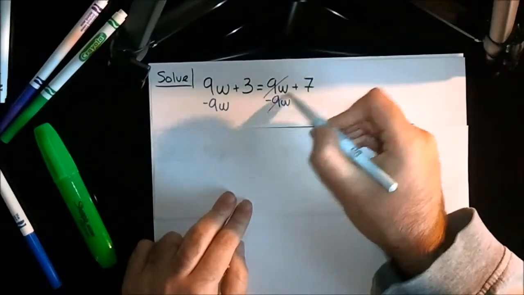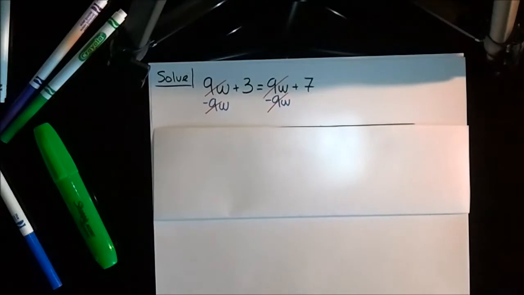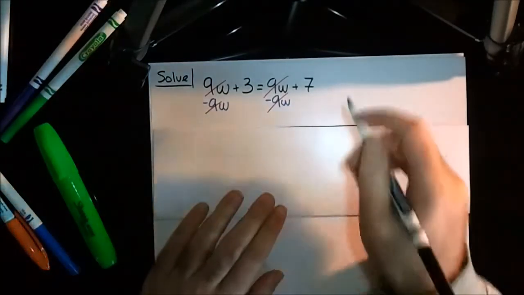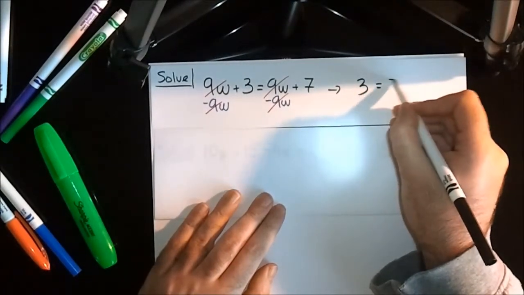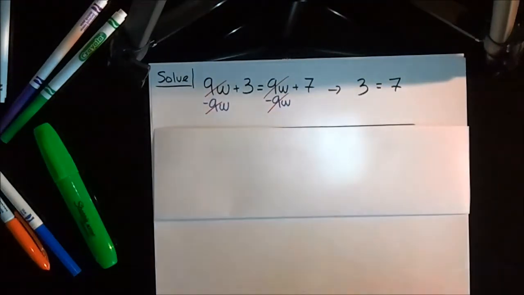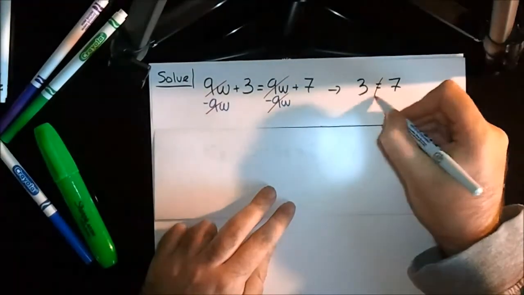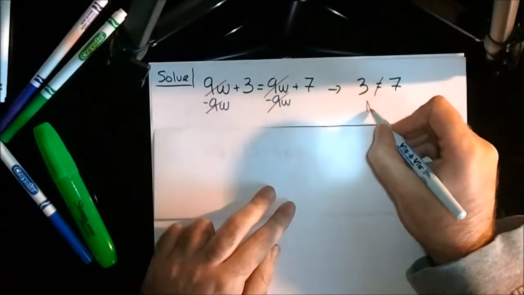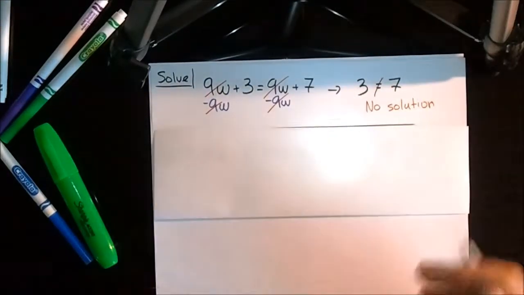9w minus 9w, that's gone. 9w minus 9w, that's gone. So what are we left with? A positive 3, or just a 3, equals a positive 7, or just a 7. Is that right? No, that's not right. 3 does not equal 7 in any universe, including our own. So that's not true. So in this case, you write down no solution. Three does not equal 7.